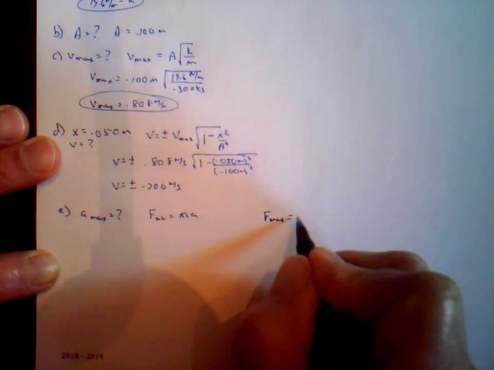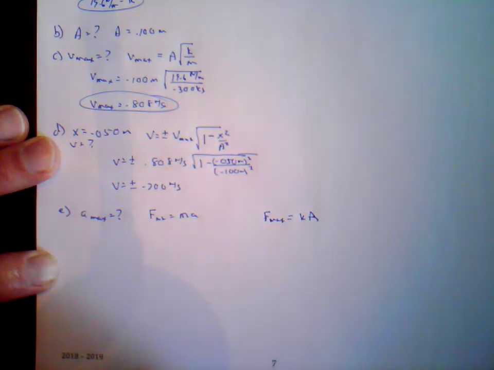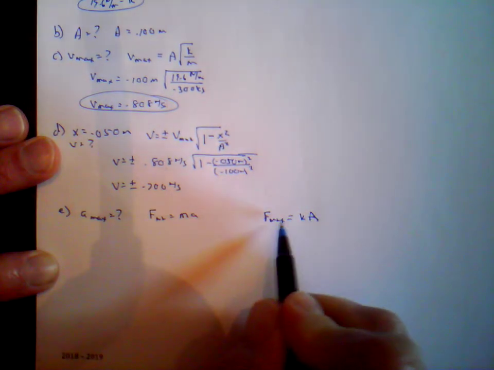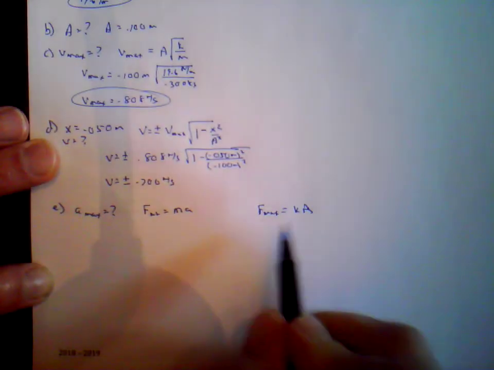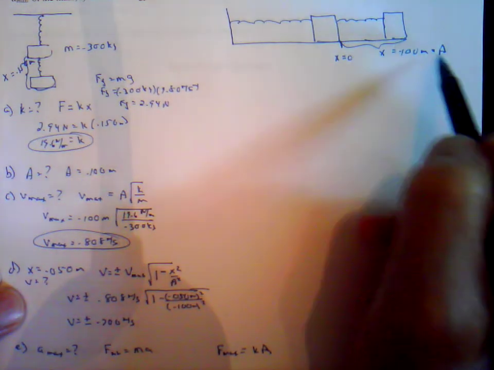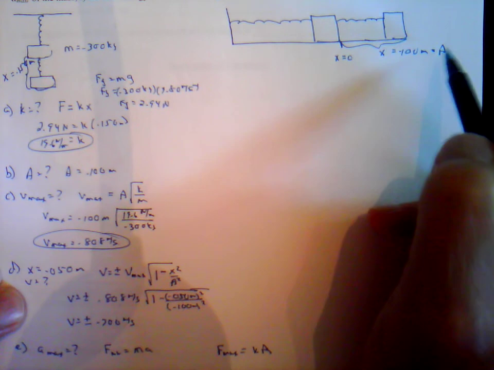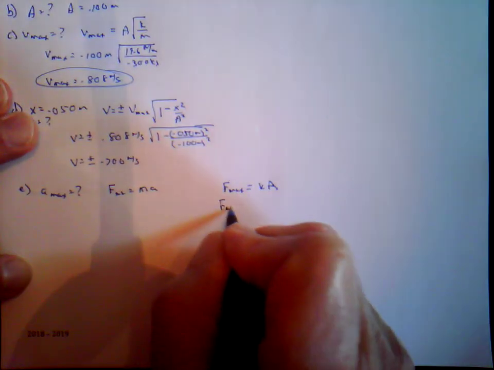Remember Hooke's law. Force equals Kx, and the maximum force is when the amplitude is the greatest. The maximum acceleration is when the force is the greatest. The force is the greatest when the displacement is the greatest, which is at its maximum amplitude, at this point right here. So we can get this net force.